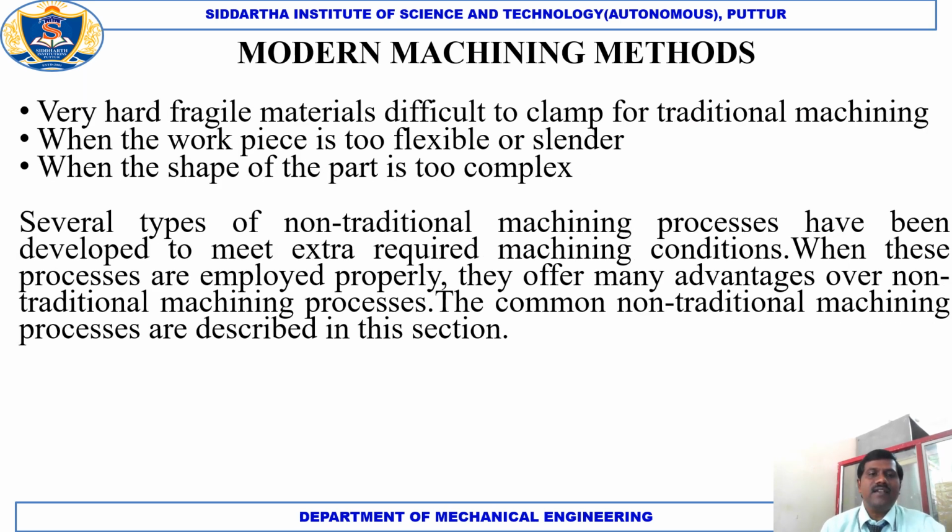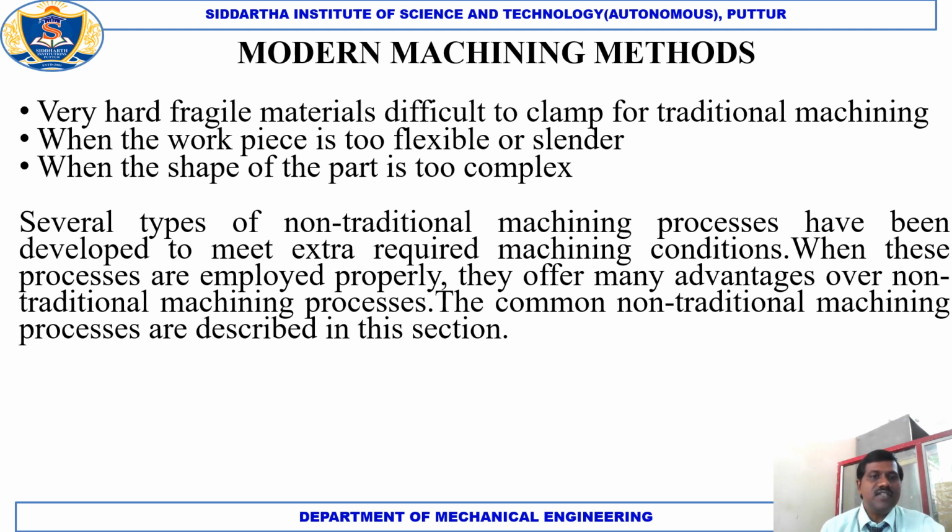The conditions are like wherever very hard materials are there. When the material is very hard, it is very difficult to machine by traditional machining processes. In that condition, we can use these modern machining methods. And whenever the workpiece is too flexible or too slender, it's very difficult to cut or machine by traditional machining methods. In that case, by means of these modern machining methods, we can cut any material irrespective of their flexibility and slenderness.